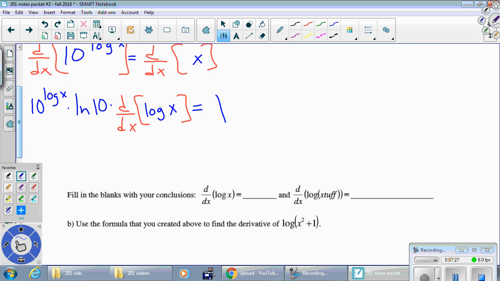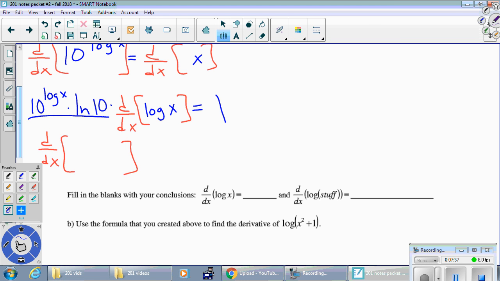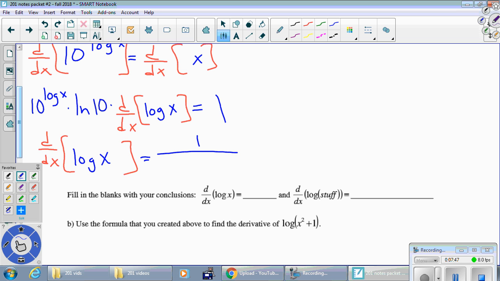So the goal here is to solve this equation for d/dx of log x. So we are going to divide both sides by all of this, 10 to the log x times ln of 10. So the left-hand side will just be the derivative of log x. Right-hand side, 1 divided by everything that we just said, 10 to the log x times ln of 10.